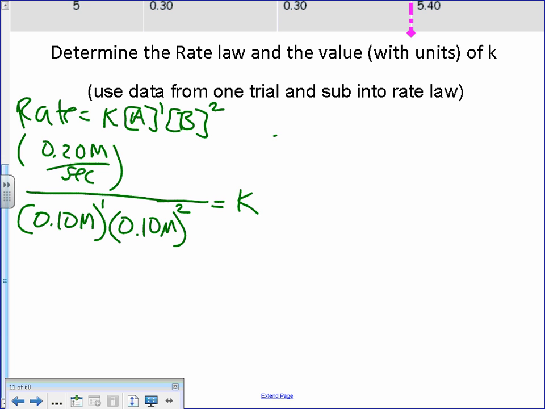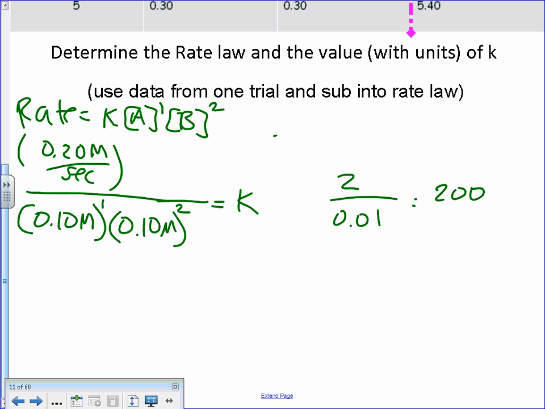What is that? You guys have your calculators out. Or you probably can do it in your head. 0.2. That's 2. So what's 2 over... 200? Okay, so that's the number, K's magnitude is 200.